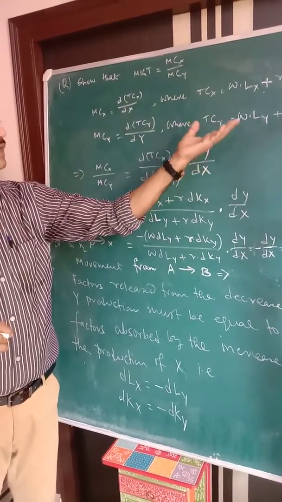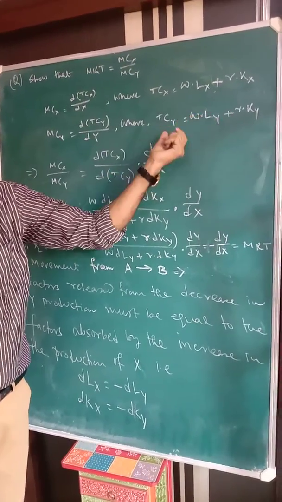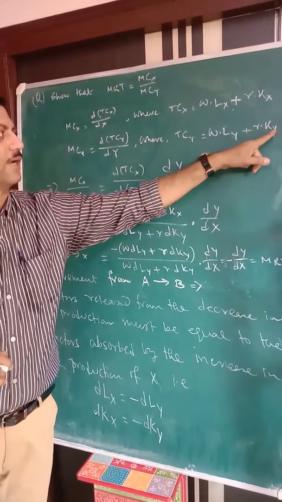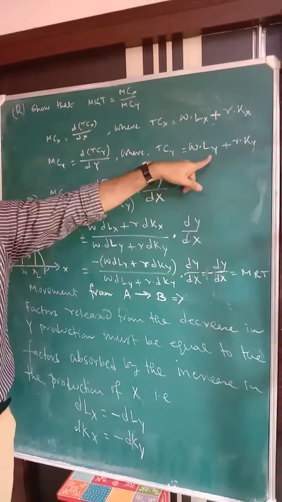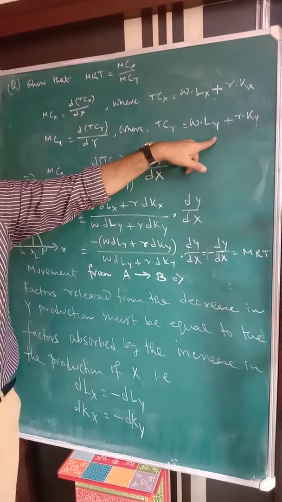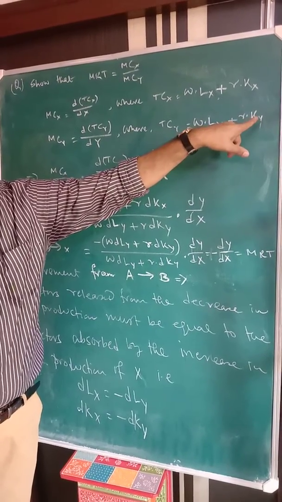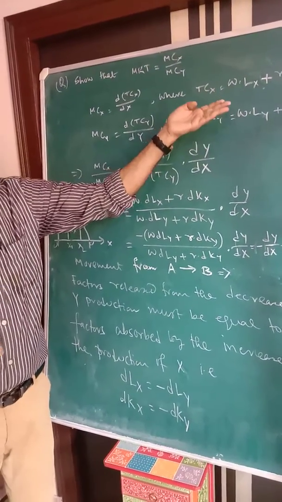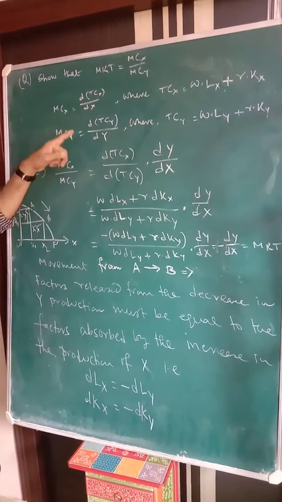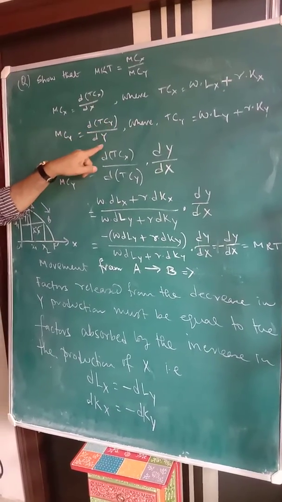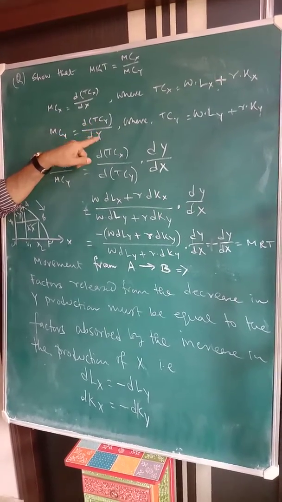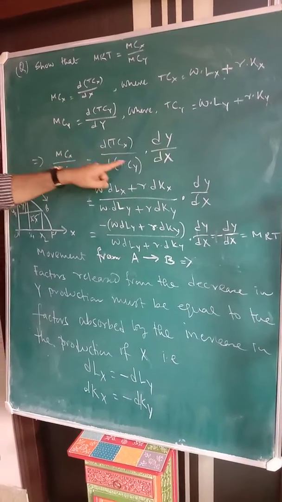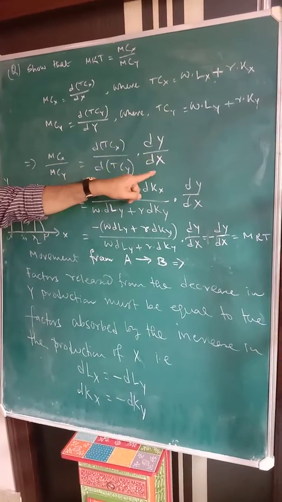In the same way, TCY is the total cost of industry Y, that is W into LY plus R into KY. That is, LY is the amount of labor used in Y production and KY is the amount of capital used in Y production. So these are the respective total cost functions. By the definition, MCY is dTCY by dY, that is, change in total cost due to change in Y production. Now if we take the ratio MCX by MCY, this becomes dTCX by dTCY into dY by dX.